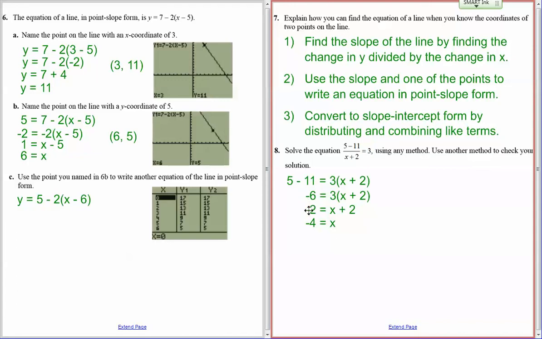-6 divided by 3 is -2. And then I subtracted 2 from both sides, and I got -4. And to check the answer, I did something a little bit different here. I used an undo table.